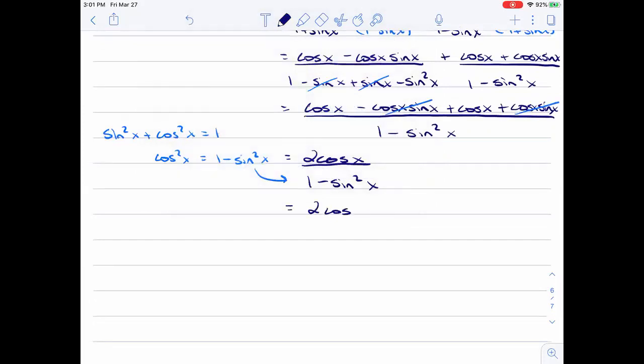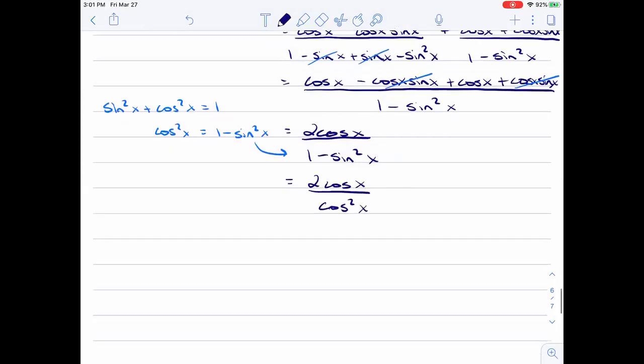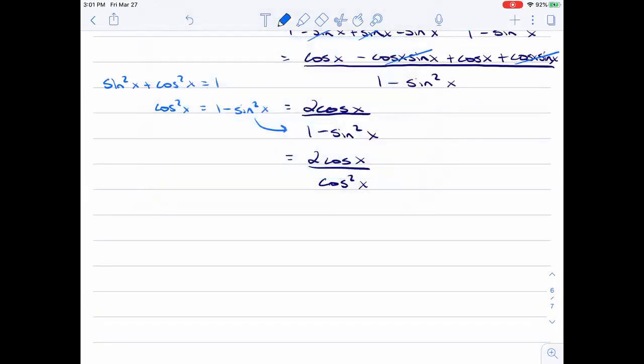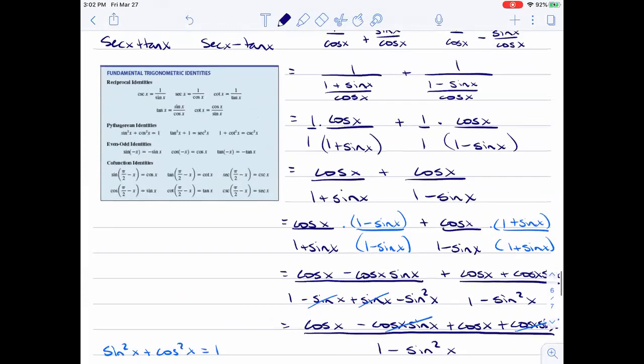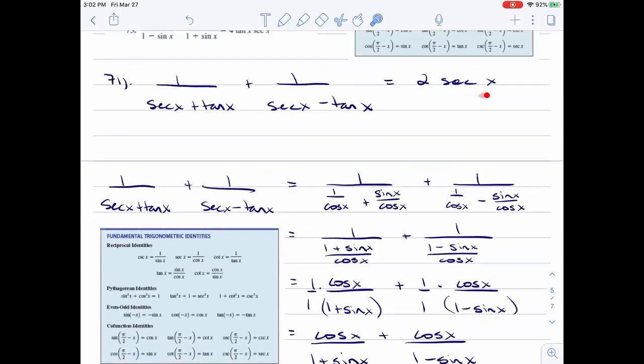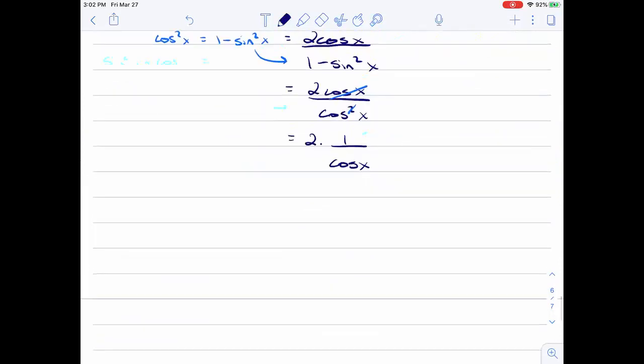So I get 2 cos x over cos squared x. Remember, cos squared x is just the same as cos x squared. So what I can do is cancel this with one of these. So I'm left with 2 over cos x, or it'll look even better if I write it as 2 times 1 over cos x, because 1 over cos x is secant x. Ta-da! Which is what we wanted. Two times secant x. Bing!